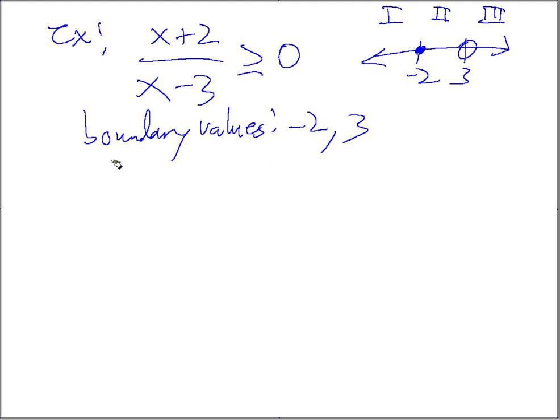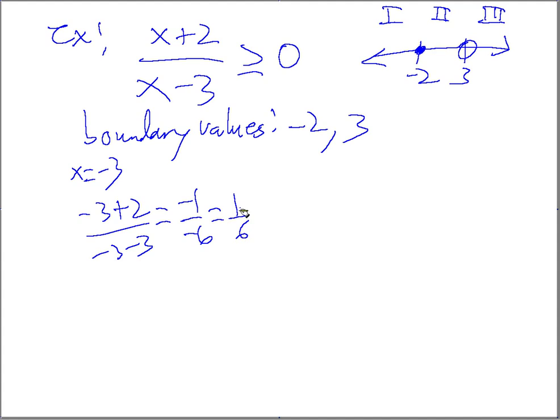No big deal. So let's give me a number in here. What's a number less than -2? How about -3? Well, plug it in. So we're going to get what? -3 plus 2 over -3 minus 3. That's going to be what? -1 over -6, right? That's positive 1/6. Positive, right?